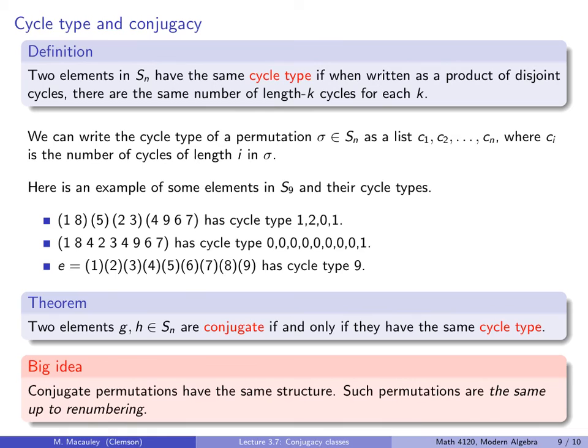So if you are rearranging n objects, I might number them 1 up to n one way, and you might number them 1 up to n a different way. That will give us different permutations, but those permutations really have the same structure. And this is saying even more than that. This is saying if you have 2 permutations with the same cycle type, then there is a way to renumber them so they are essentially the same, at least structurally, permutation.